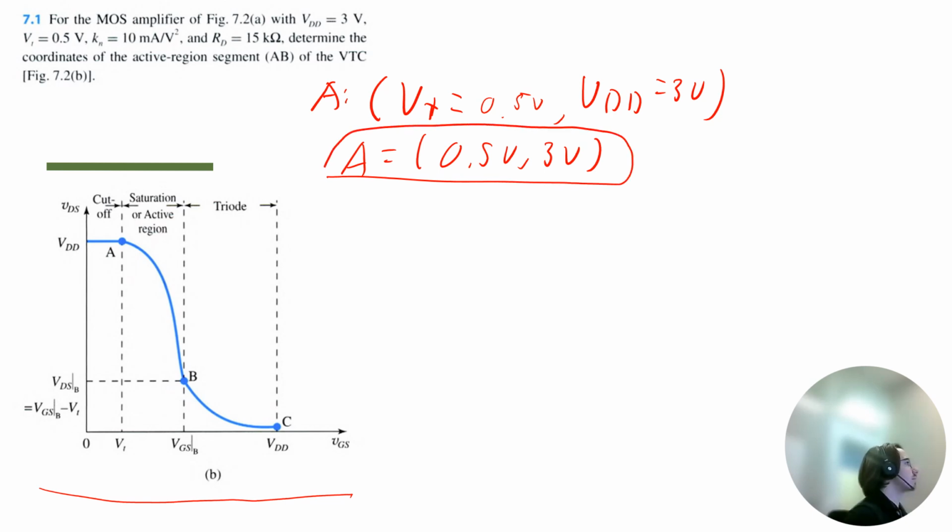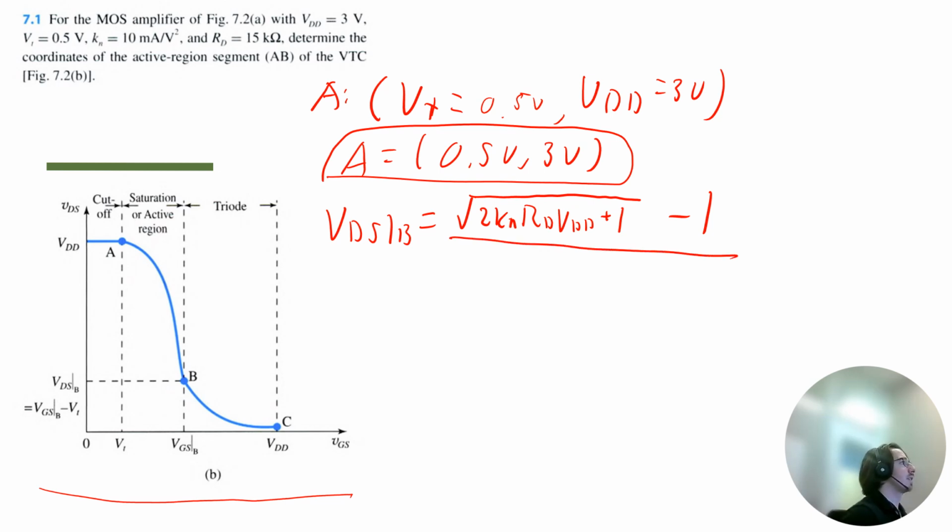Okay. Now B is a little more complicated, so let's focus on VDS at B. So we can calculate that with this chunker of an equation. It's 2 times Kn times Rd times VDD plus 1, all under a square root, minus 1, divided by Kn times Rd. So let's evaluate that.